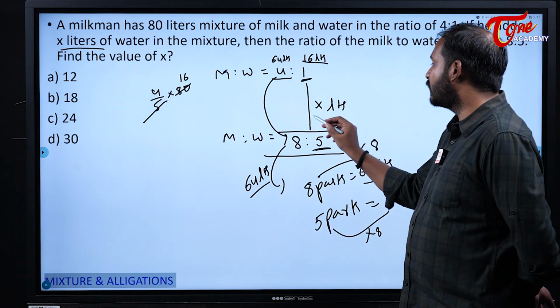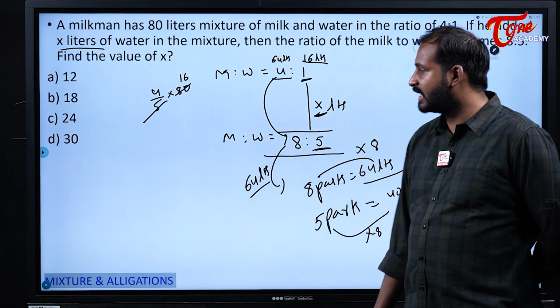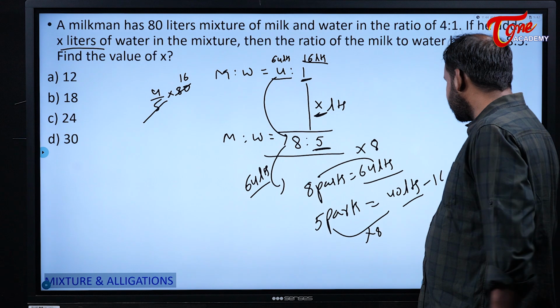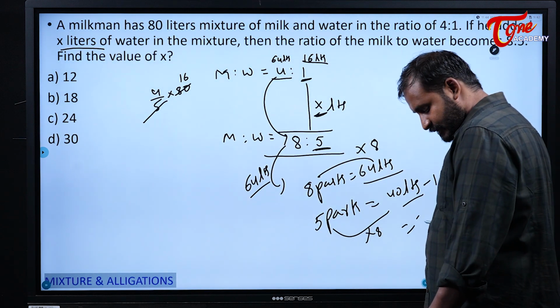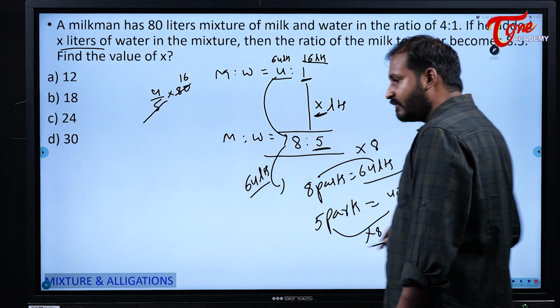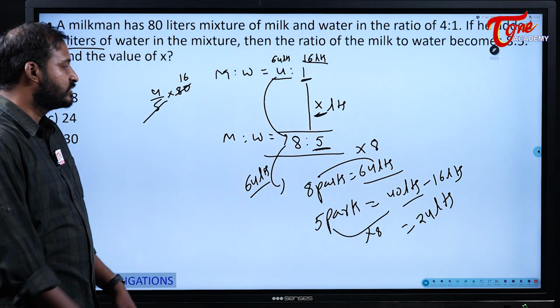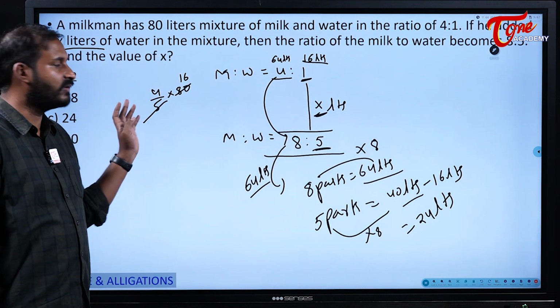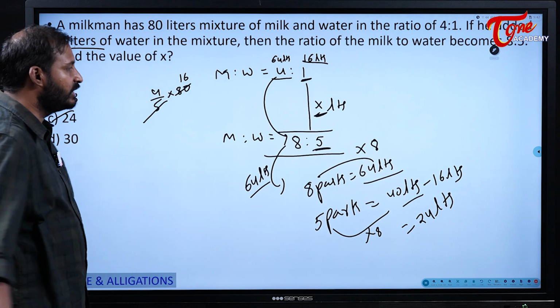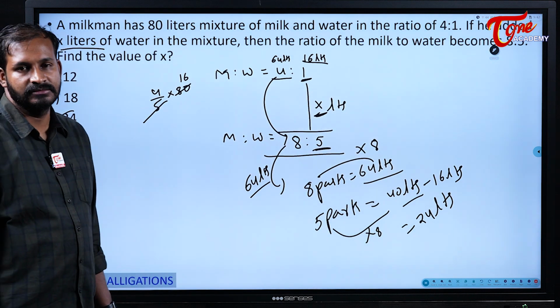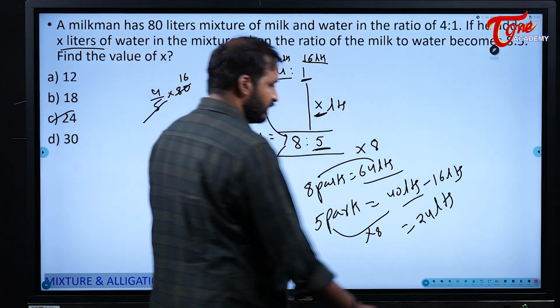Previously. So, now tell me what is the quantity of x in this case? X will be equal to 40 minus 16 liters, which is 24 liters. So, I will add 24 liters of water to this mixture. Understood? Next one.